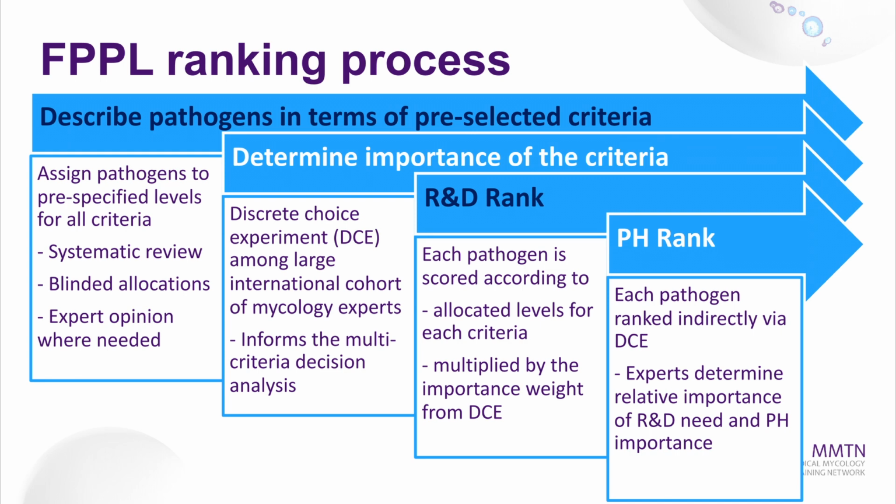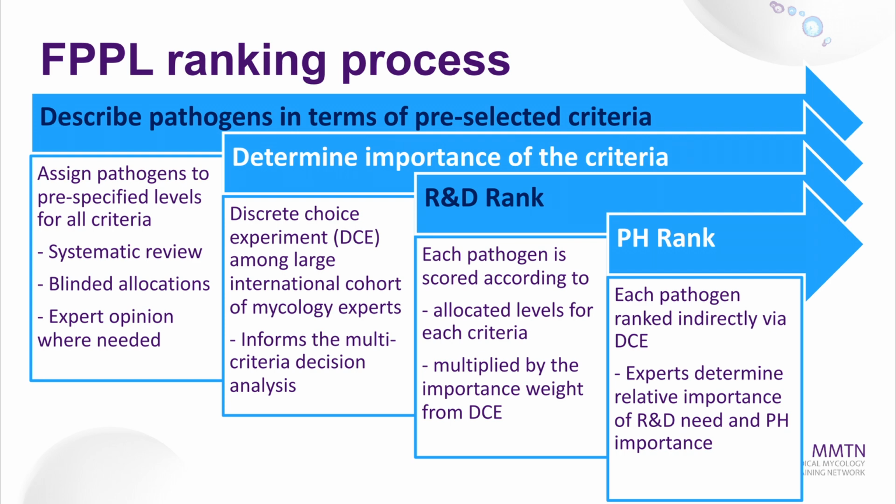And after the systematic review, someone had to determine the importance of the criteria. And this was made by the DCE, or discrete choice experiment cohort of mycology experts, which were drawn from the international community to inform the WHO FFPL of the multi-criteria decision analysis and to rank each pathogen according to these criteria. Each rank was then multiplied by the importance of the weight from the DCE. And I have a diagram in my next slide which might explain this better.